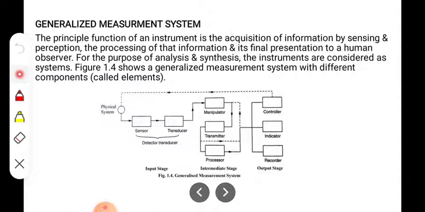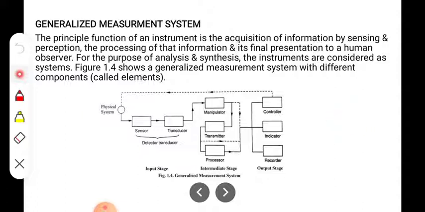Now in every instrument, all the elements contained in the generalized measurement system may be present, or more than that or fewer than that number of elements, depending upon the functionality of that instrument. So what is the principle of the generalized measurement system? The principal function is the acquisition of information by sensing and perception, processing of that information, and its final presentation to the human observer, by analyzing and synthesizing the information sensed by the sensor. So that is the generalized function of the measurement system.